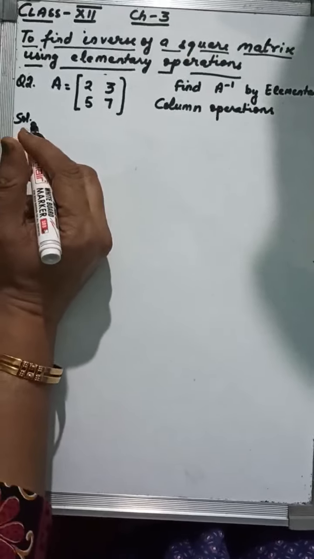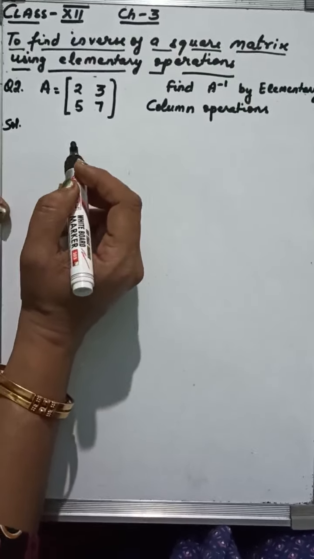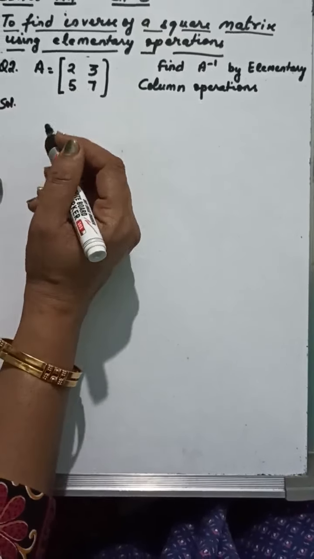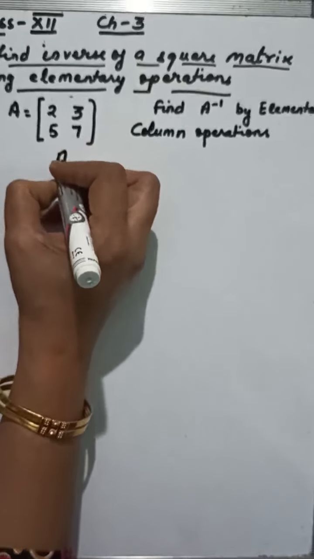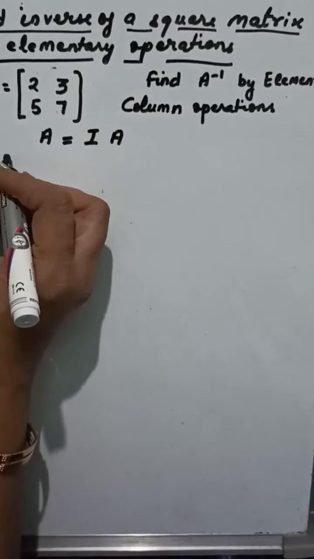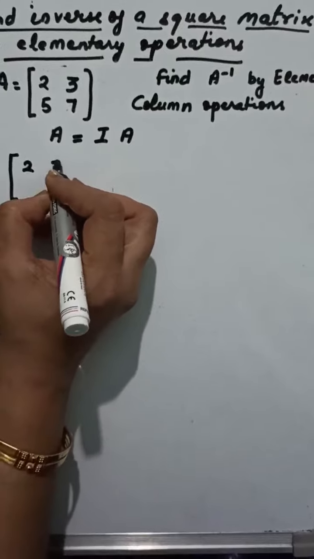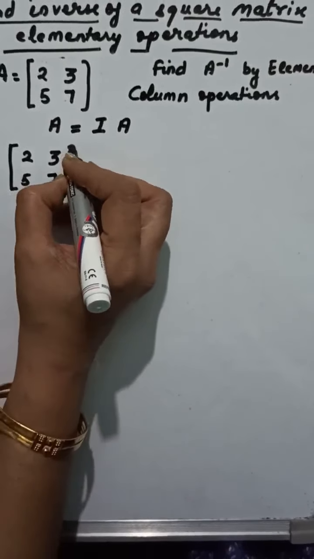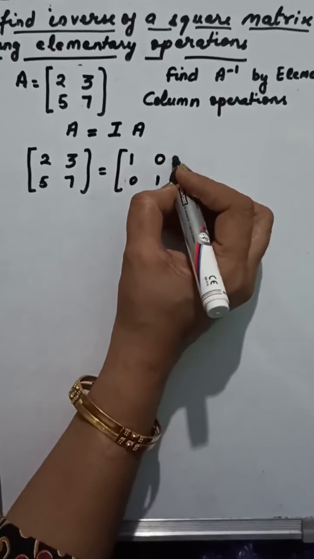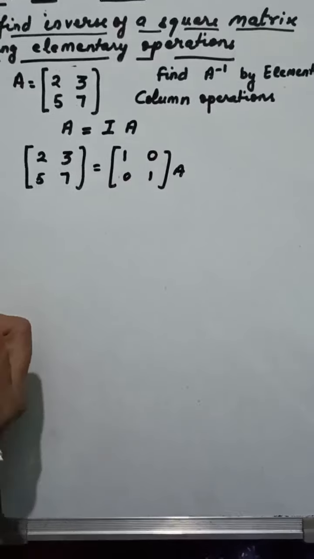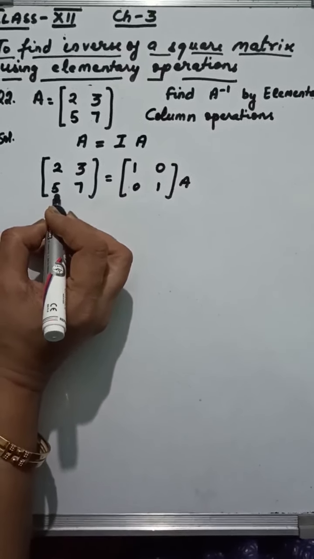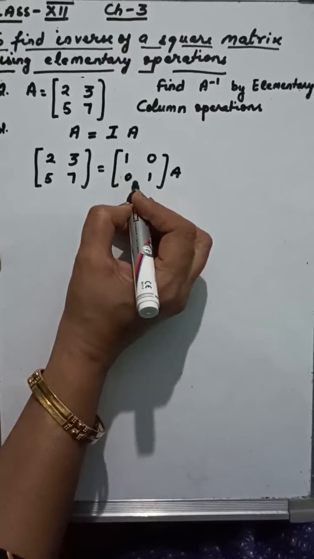Now in the second question we again find A inverse but by using elementary column operations. So as a square 2 cross 2 order matrix is given, the first step remains as it is, let A is equal to I into A. On the left hand side A matrix is the same as the given matrix and this identity is the 2 cross 2 order identity matrix. Now using elementary column operations, we convert this matrix to identity and the corresponding matrix will become the inverse of A.